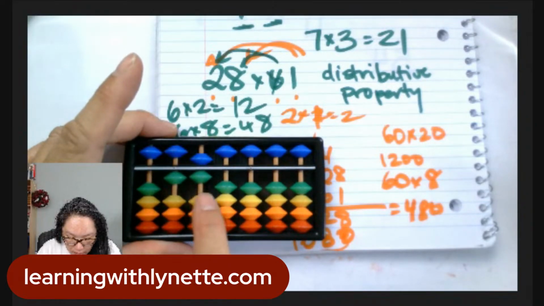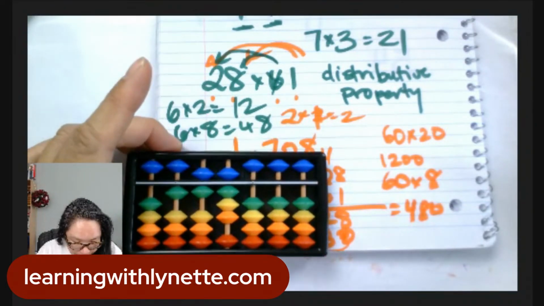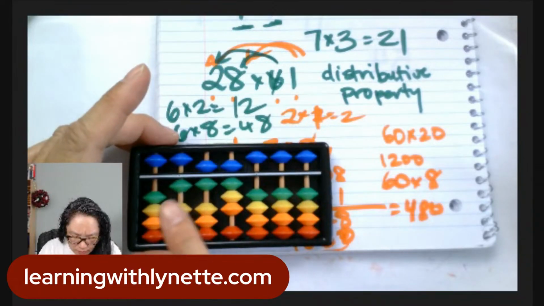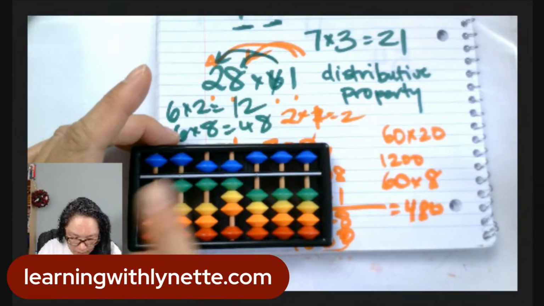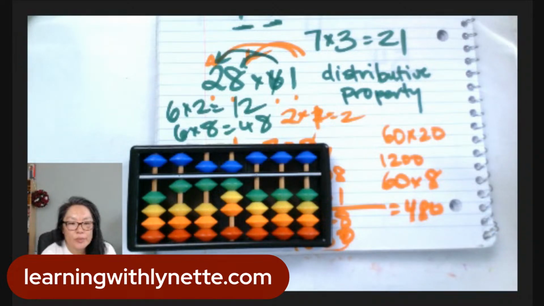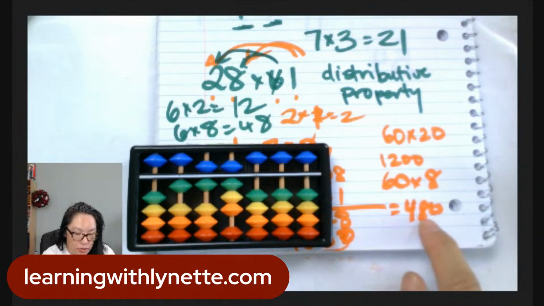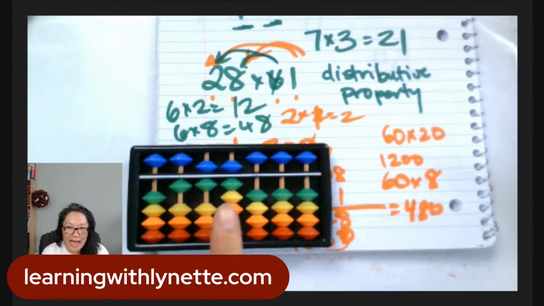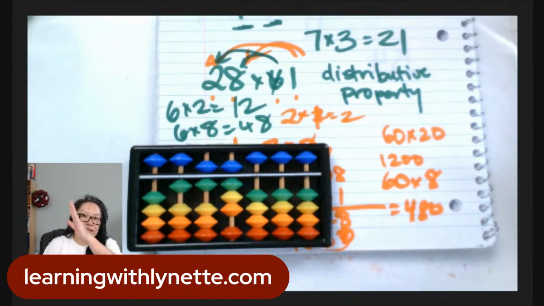I don't know if that's right. Should be. Yeah, that's right. But see, that's the difference between mainstream math and abacus, right? I don't need to do 480 because my abacus does it for me. I just keep moving it over, if that makes sense.